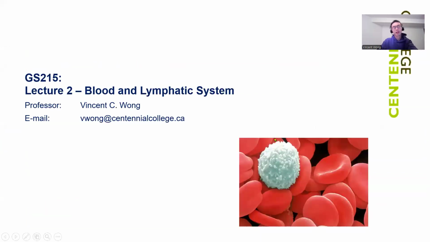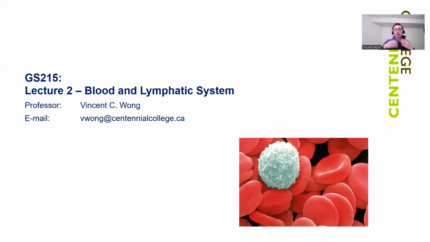There we go. Hey, so lecture two. Lecture two is blood and lymphatic system. This is not on your first quiz, okay? First quiz is just all of lecture one. Blood and lymphatic system are related. Okay? The lymphatic system is basically something that is related to immunity, as you will see.